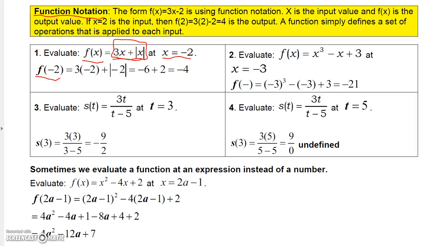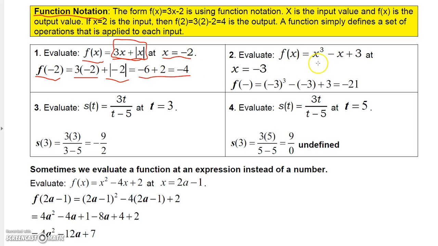So 3 times x would be replaced with 3 times -2. Absolute value of x would be absolute value of -2. And of course, then you can simplify it easily. That would be -6 plus 2, which is -4.